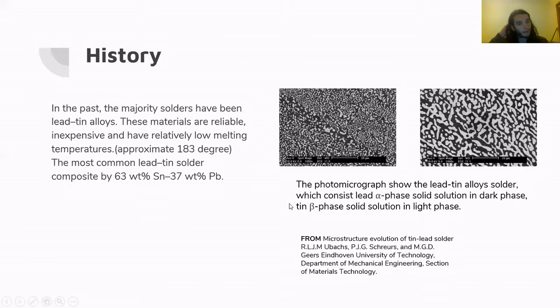Some history. In the past, the majority of solders have been lead-tin alloys. These materials are reliable, inexpensive, and have relatively low melting temperatures. The most common lead-tin solder composite is 63 weight percentage of tin and 37 weight percentage of lead. And this is an example of the solid phase of a eutectic alloy. The alpha phase, which is the lead, is the dark part, and the light is the beta phase, which is the tin.